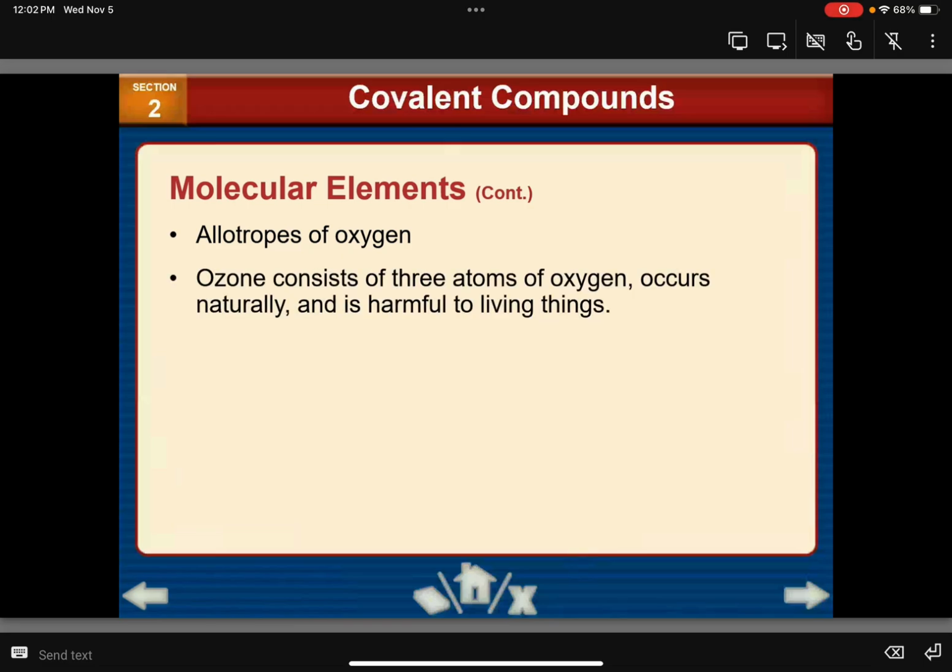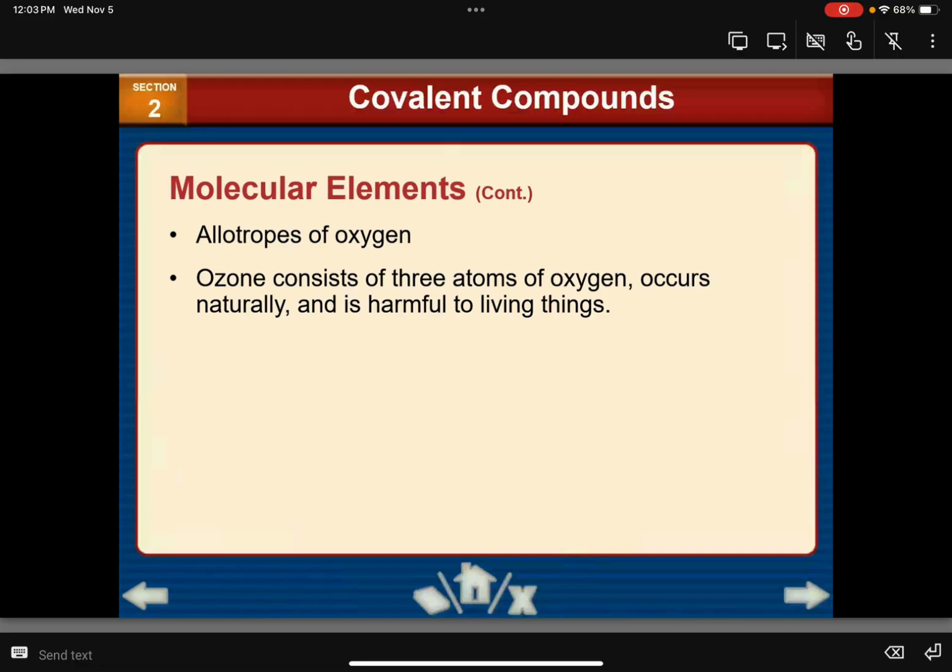And then allotropes of oxygen also. O2 is the oxygen that we need in order to breathe. It's what gets distributed to all of the different parts of our body in order for our cells to undergo cellular respiration.